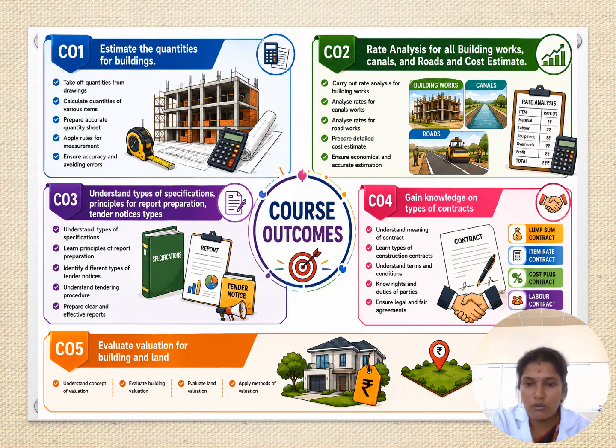So this is the course outcome of unit 3: to understand the types of specification, and the principles of report preparation, tender notice and types. So this is the main course outcome of this unit, right?